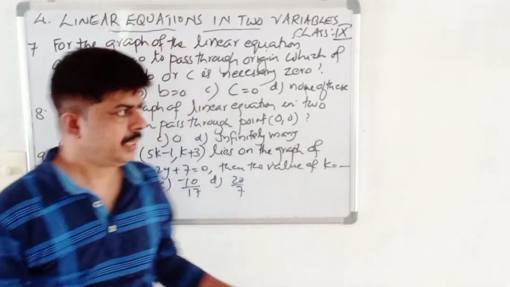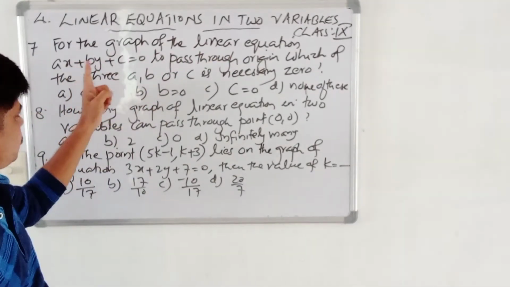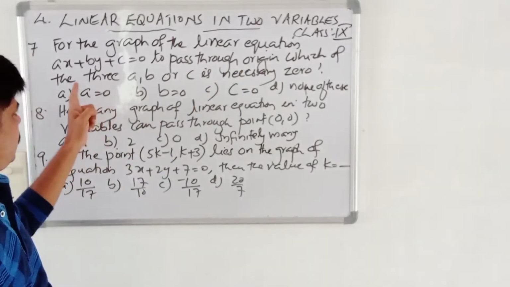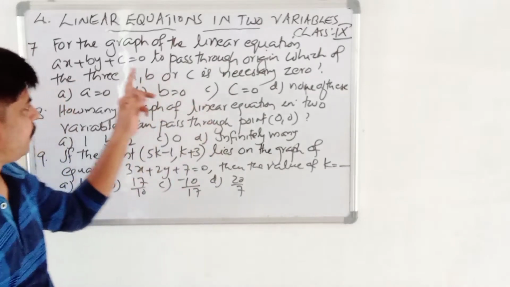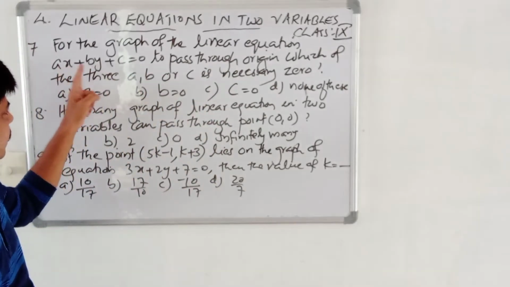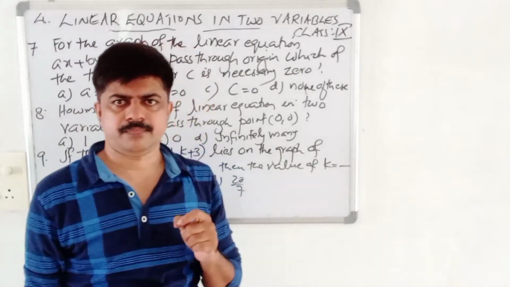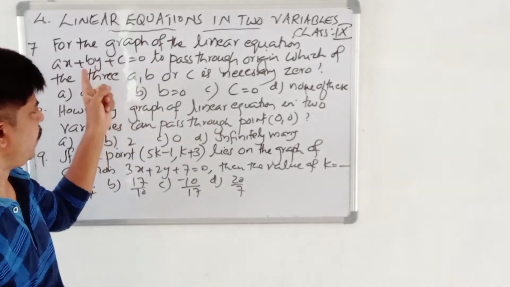Okay, now let's see our next question. For the graph of the linear equation ax + by + c = 0 to pass through the origin, which of the three, a, b or c, is necessarily 0? Here one of the constants a, b or c must be 0. Then only that line will be passing through the origin.